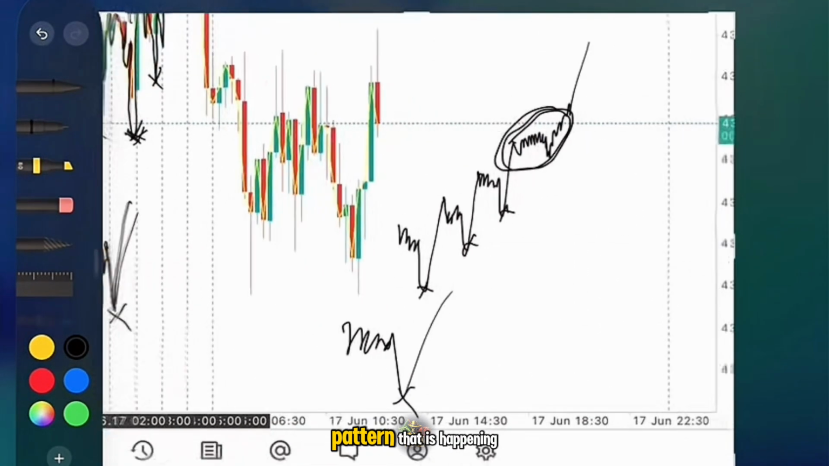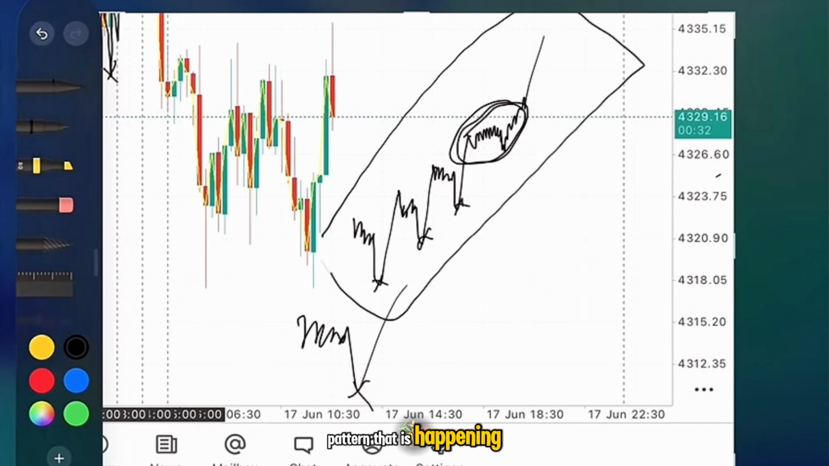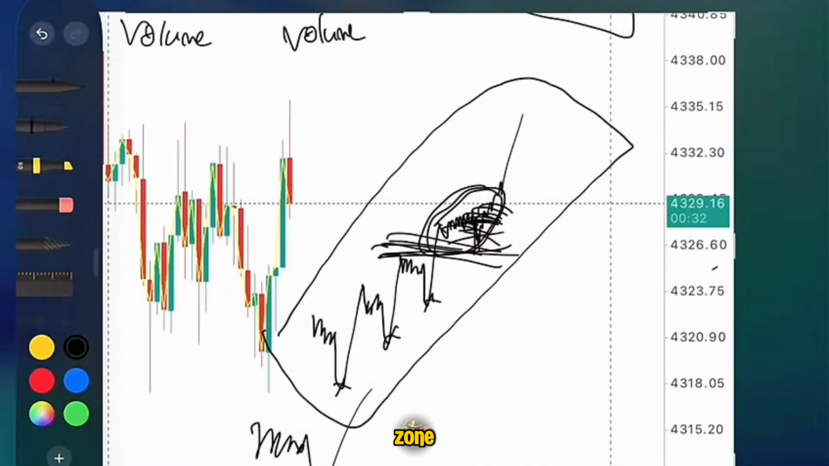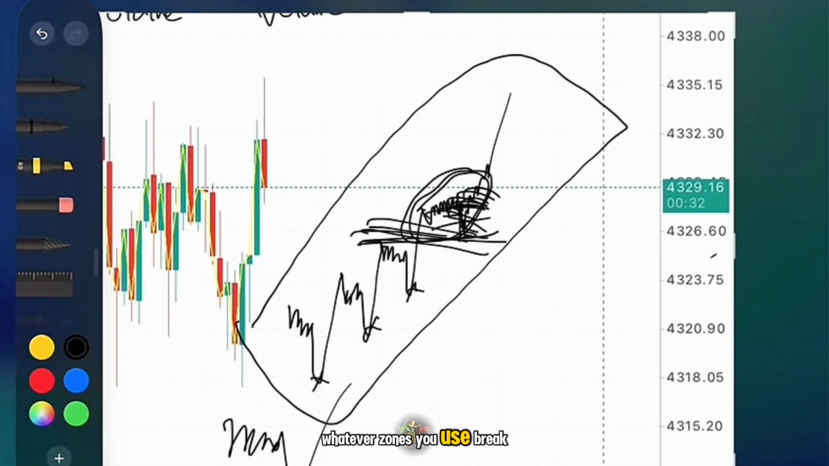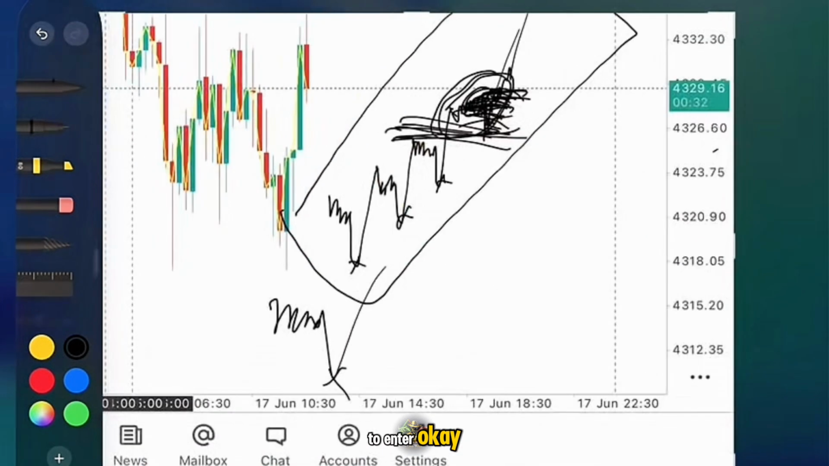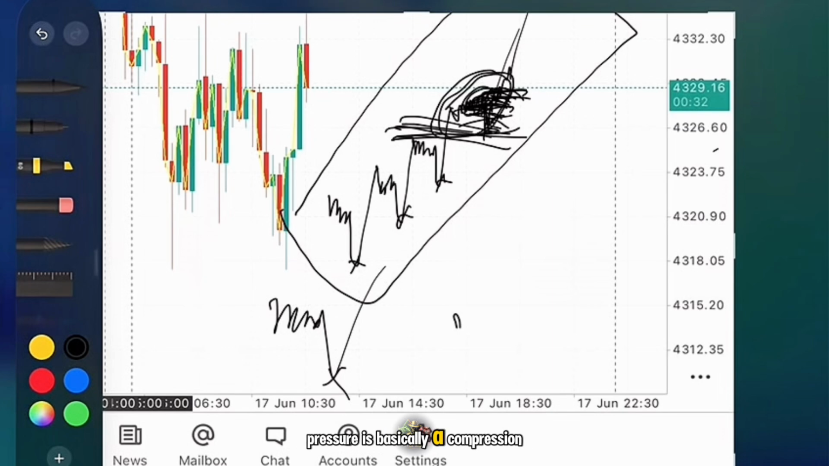So once you see this pattern that is happening, you can enter for a buy at this area. Either you wait for a small pullback, or either you mark your resistance or your support zone, whatever zones you use, breakout, buy. Okay? That's how you analyze the chart. Right? Mainly, you need to focus on the pressure. Once you see a pressure, that's a confirmation for you to enter. Okay? What is the pressure? Pressure is basically a compression. A price compression.